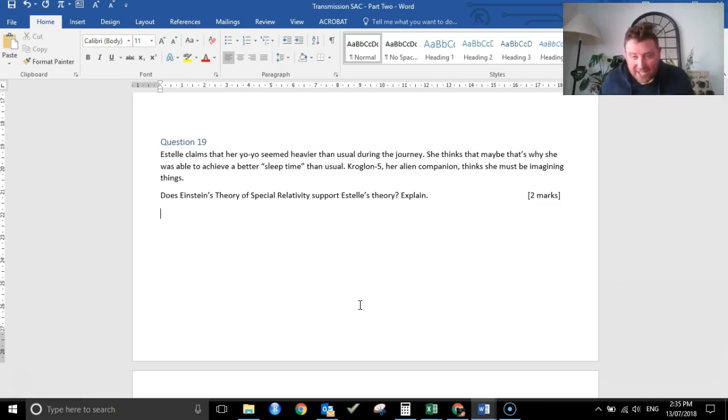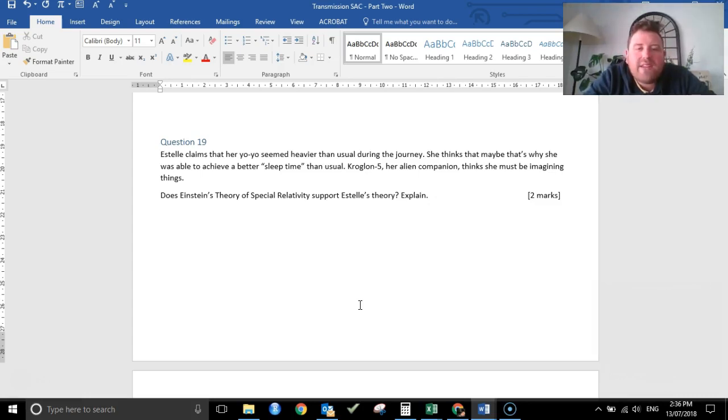Really hard one, and actually what I found was a lot of students who did really well in the rest of the SAC, like incredibly well, this is where they fell down with this one. So we know that mass dilation is a thing, but that doesn't mean it's always a thing, okay? So let's go through this.